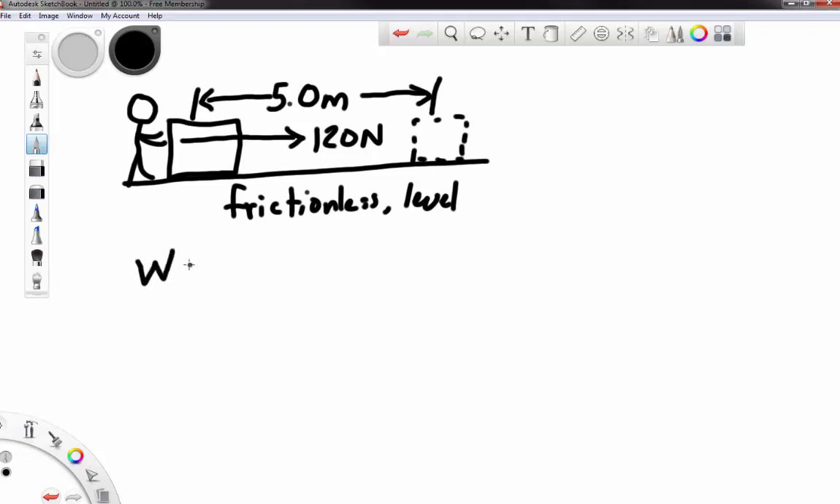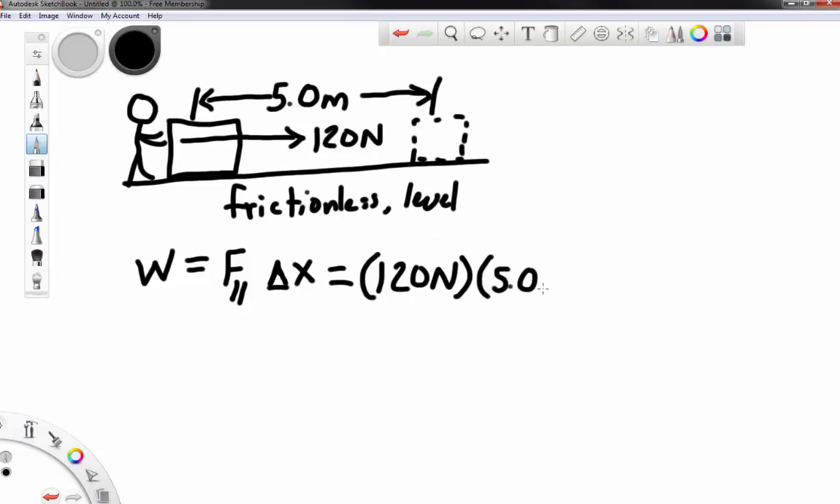So we use that work is equal to the parallel force times the distance over which the object has been pushed. So this would be like how much horizontal distance. This one right here is how much horizontal force. This is how much horizontal distance he's traveling across in this case. So that is 120 newtons, and then times 5.0 meters.